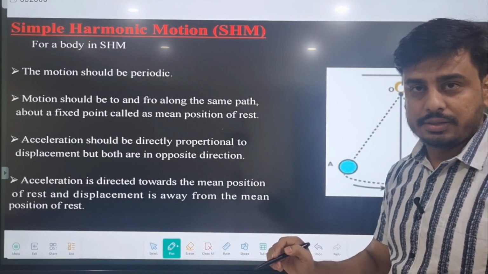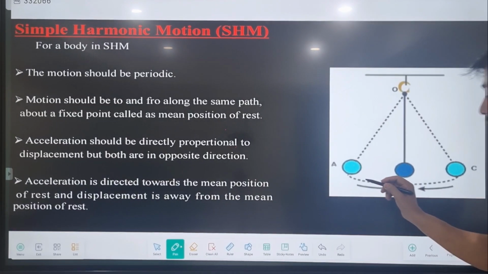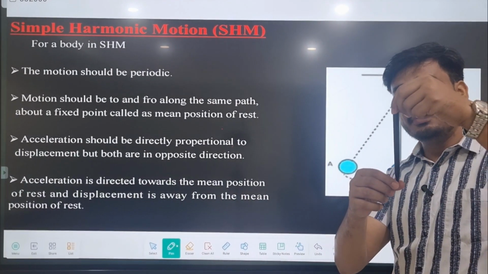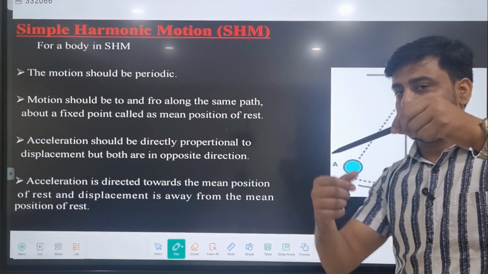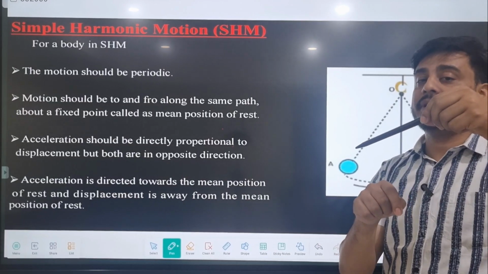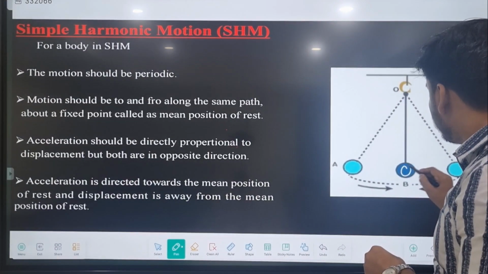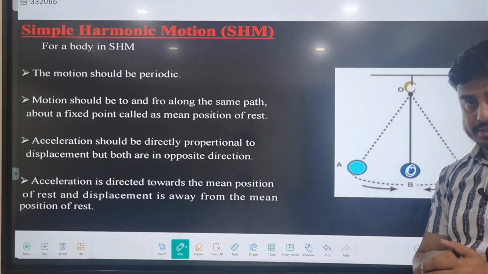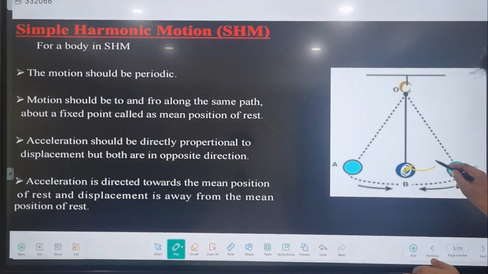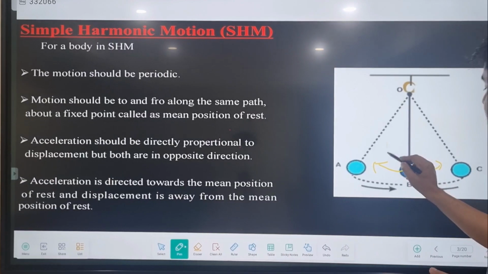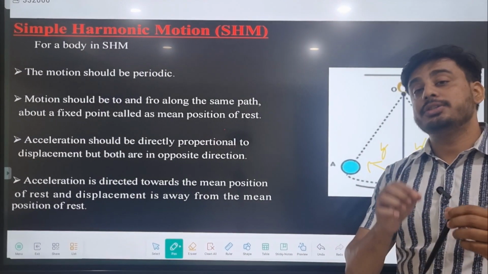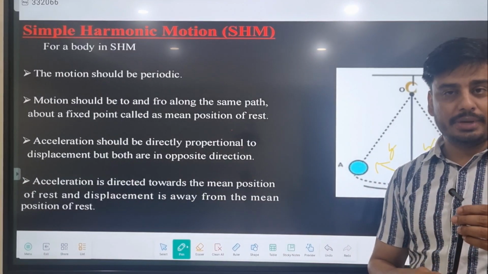both are in opposite direction. If you see this figure, for the displacement of the body, we displace the simple pendulum from its mean position on either side, the right side or left side. That means we are moving the body away from the mean position of rest. The equilibrium point is said to be the mean position of rest. So when the body is moved from its mean position on either side, displacement is always in the outward direction, away from the mean position of rest.